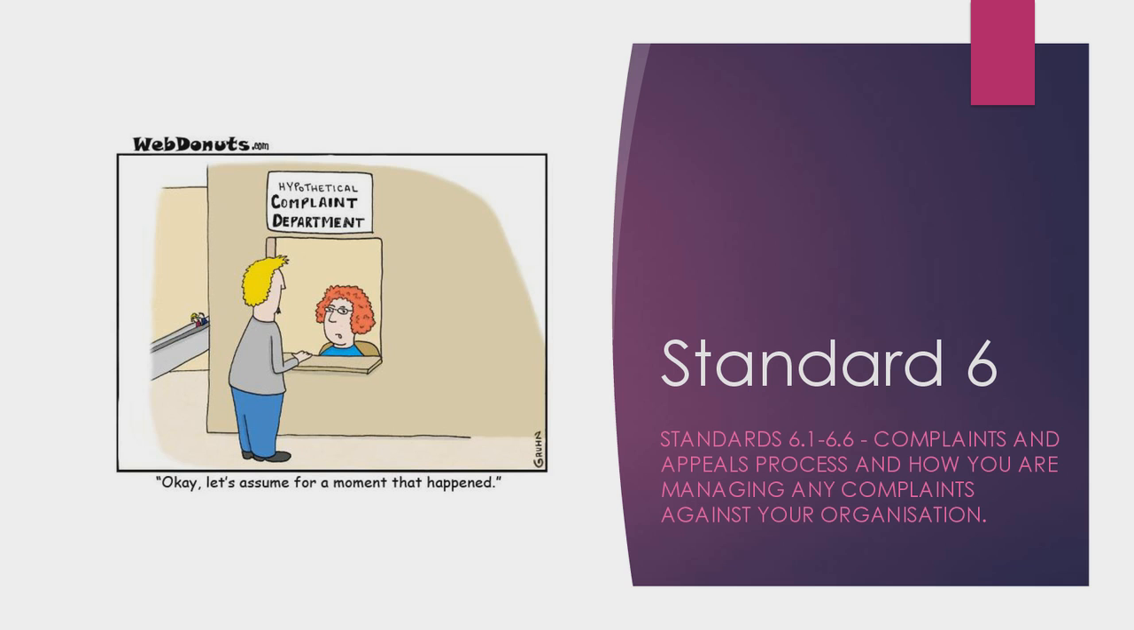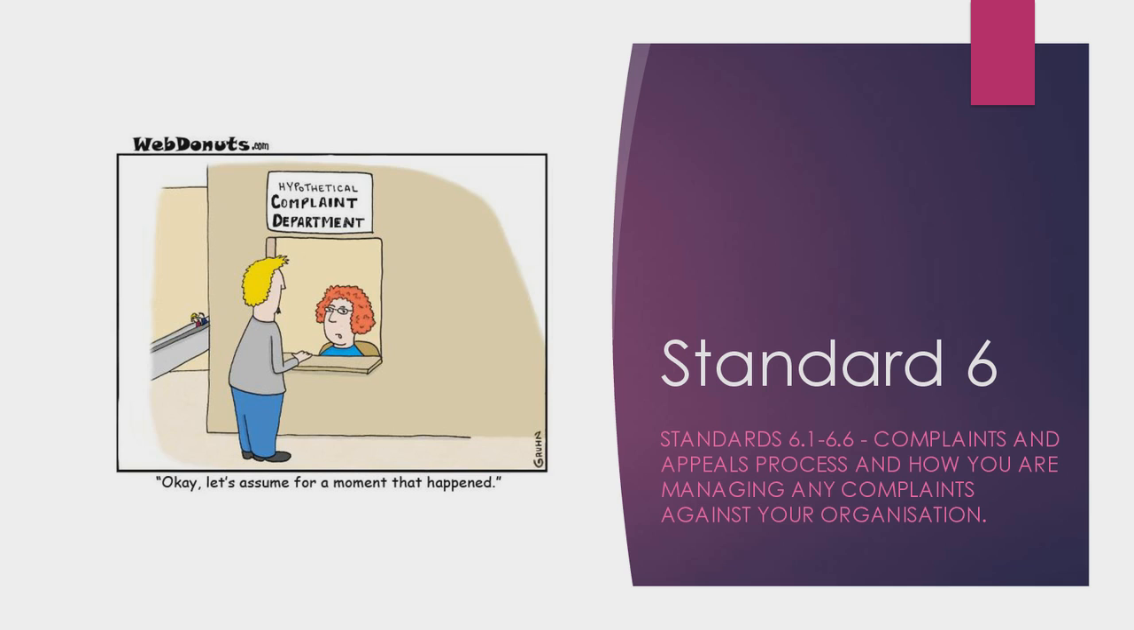So Standard 6.1 to 6.6 is your complaints and appeals process, and how you are going to manage those complaints for your organisation. More often than not, if you don't have a clear and transparent process for managing complaints, you're going to end up with your complaints going to ASQA. ASQA don't want you having your complaints go to them, and neither do you.